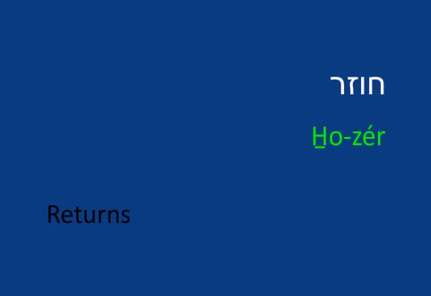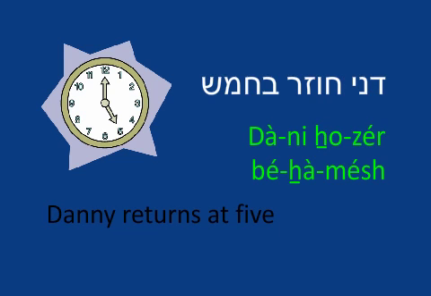Next, let's learn a few verbs. The word for returns or is coming back, speaking about someone in the third person, is chozer. Chozer is in the masculine form and chozeret is in the feminine form. Now we're ready to start making some sentences.